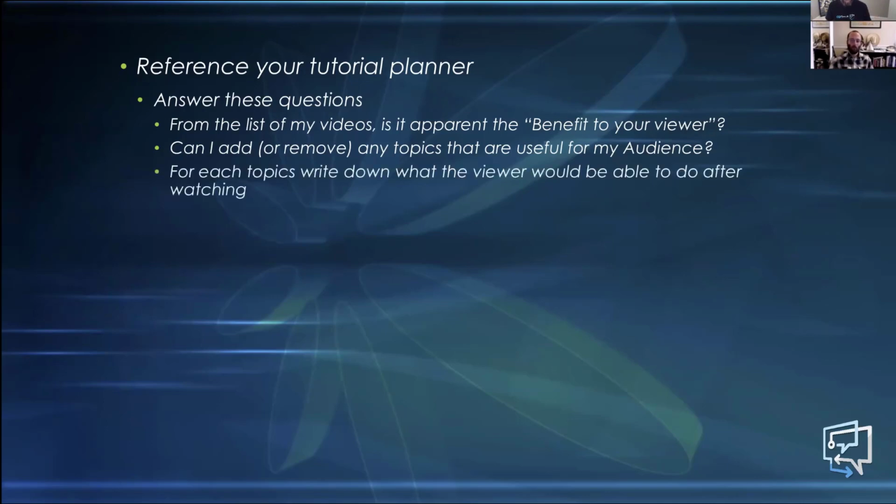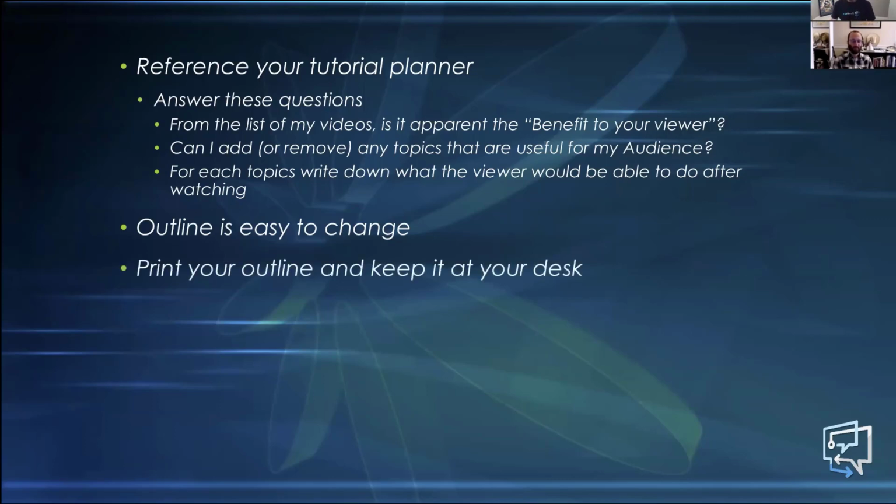And for each topic, when I say topics, for each chapter, write down the things that people will be able to do after watching that section. This is also very important. The other one, we talked about this: the outline is very easy to change. You can change it at any time, and this is the time to change things. You do not want to change things during recording because that's a lot more work. And then finally, print your outline and keep it at your desk at all times. What I do is that when I record, sometimes I go, I really want to talk about this other thing that this video doesn't really cover.